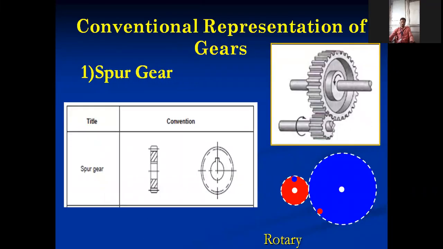Thereafter, gears we have seen. How many types of gears have we discussed? Can anybody reply quickly? Four. Four we have seen. One is spur gear. Teeth are parallel to the shaft axis, and when shafts are parallel, it is used.